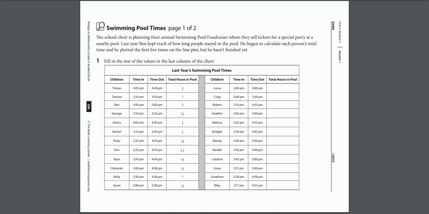If you look at the ones that it didn't give us, we have Lucas. He went in at 2 and then he got out at 3. So that means he was in the pool for, you got it, 1 hour. And then if we jump down to Craig, Craig was there from 2:09 to 3:39. So if you subtracted those, that would be 1 hour. And the minutes, 39 minus 9 would give us 30. So it's half an hour. So as a mixed number, it'll be 1 1/2 hours.